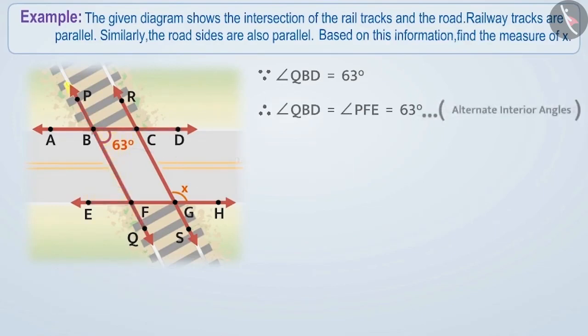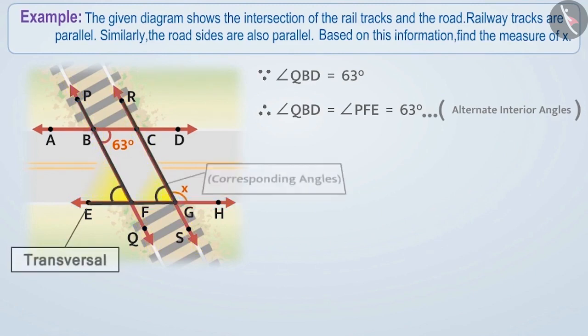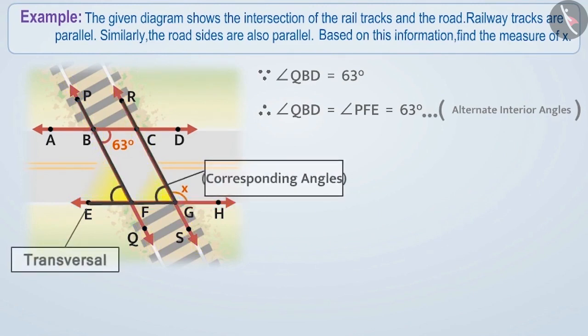Now see, line PQ and line RS are also parallel lines and EH is their transversal line. We see that angle PFE and angle EGR are corresponding angles. Since they are corresponding angles formed by the transversal of parallel lines, they are equal. In this way, angle PFE is equal to angle EGR is equal to 63 degrees.